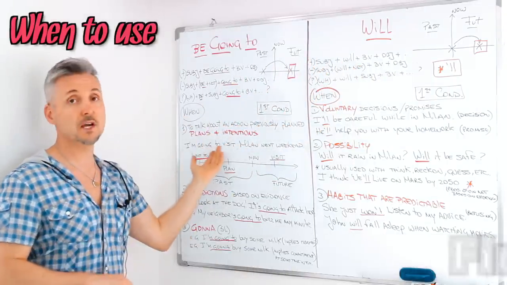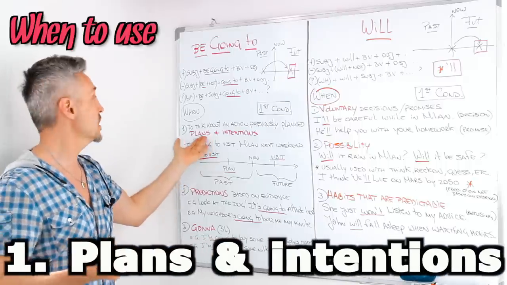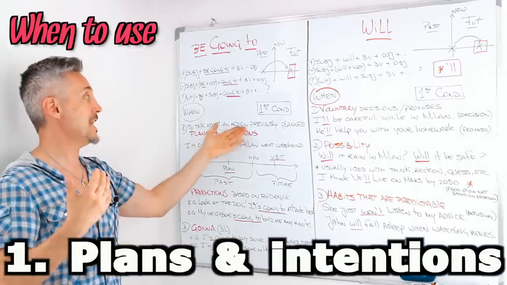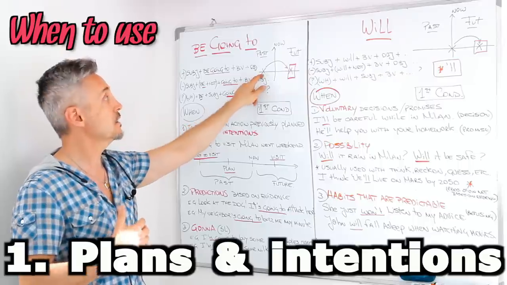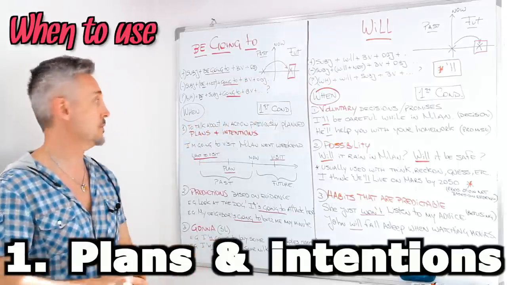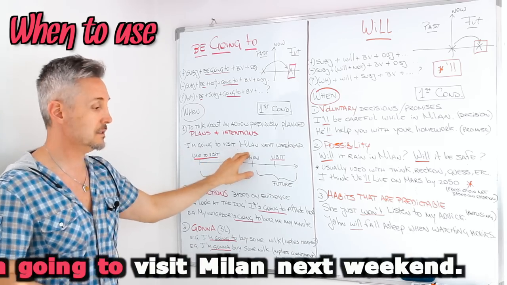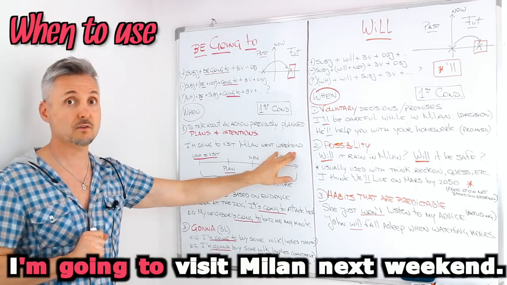Now, going back to be going to, we use it for plans and intentions. So, to talk about an action that was planned previously for a future effect. So, for example, I'm going to visit Milan next weekend, I said at the beginning, right?